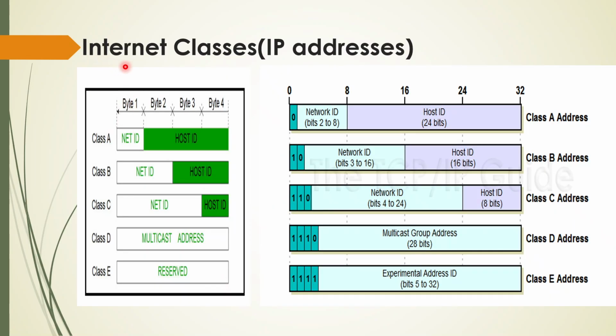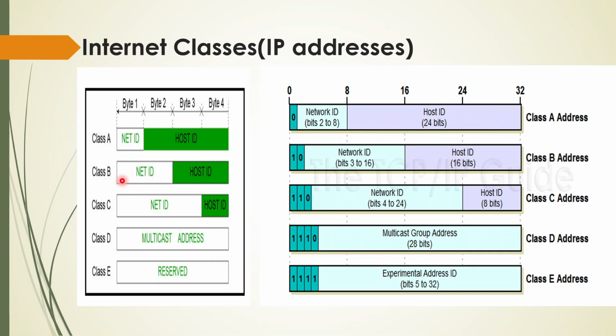Here we have the internet classes: class A, class B, class C, class D and class E. Here we have 4 bytes, or we can say 32 bits. For class A, the first byte is the net ID and the remaining part is the host ID, as clearly seen in the diagram. For class A the leading 0 is compulsory. So 8 bits are the network ID and the remaining 24 bits are the host ID.